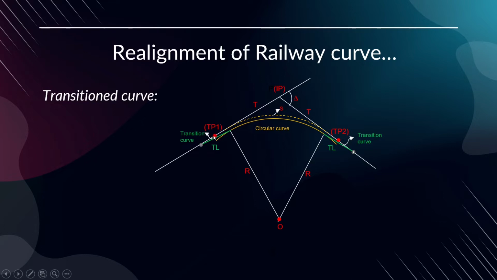So for this only, we used to work out the tangent length, and we will be able to fix this point where we have to start the curvature. That is tangent length plus the transition length. This total length will be TL. This will be the offset. This will be the tangent length plus the transition length. This will be the point we will be locating for commencement of the curve, introducing the transition curve.